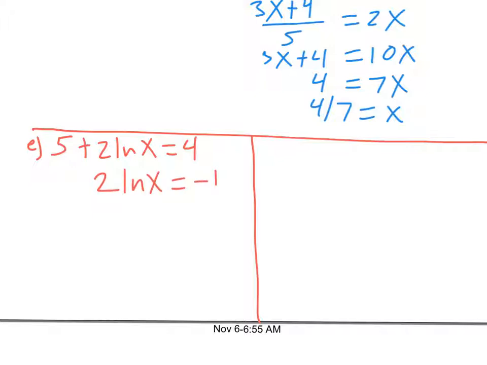So I subtract 5 and I get -1. And then I divide by 2. And now at this point, it's starting to look a lot like the first 2 that we did. Okay, notice the left side is just ln of x. That's a case to use base e.